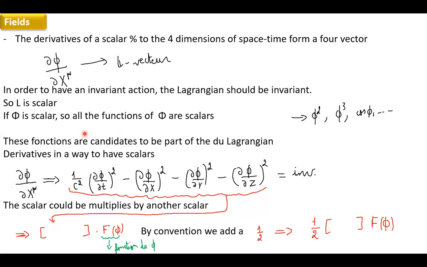So all the functions of phi are also scalars. Instead of phi, you can have phi squared, phi cubed, cosine phi, tangent phi. Any function of phi should also be a scalar because phi itself is a scalar field. So all these scalar quantities are candidates to be part of the Lagrangian. Our Lagrangian should be constructed from invariant quantities. So we make the derivatives in a way to have scalars.